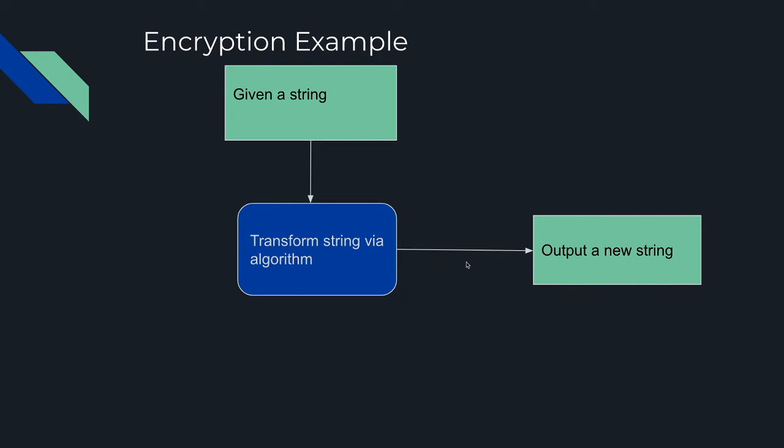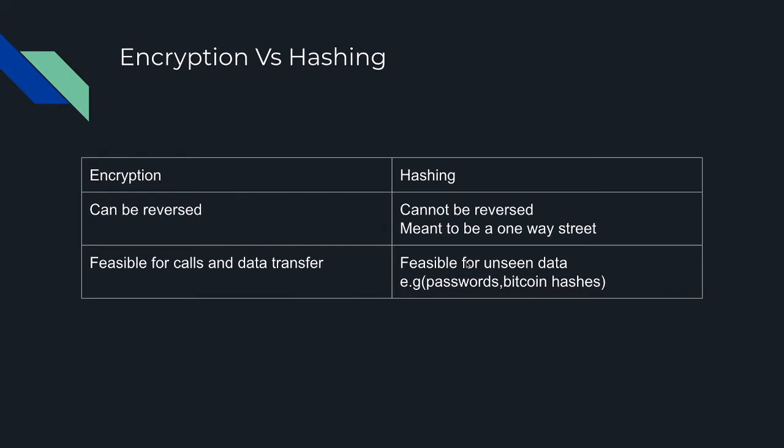That's how encryption works. Now, while there is encryption, there is a sister of encryption called hashing. Both encryption and hashing are meant to simply take data and make it unrecognizable to the naked eye. However, encryption can be reversed. Think of it as a lock that has two keys. If I take text and encrypt it, it can later be reversed back to its original text. This is feasible for calls and data transfers, and basically for any sort of stuff you want to see again.